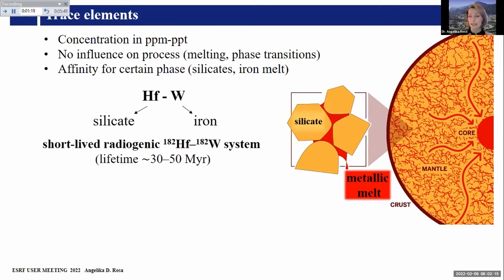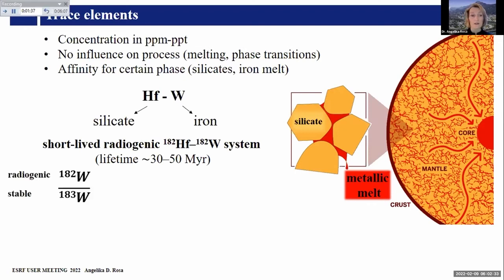And this couple also has a radiogenic daughter and parent isotope with a very short lifetime. That means that hafnium-182 decays in only 50 million years to tungsten-182. And this is exactly the timing that we need for core formation.